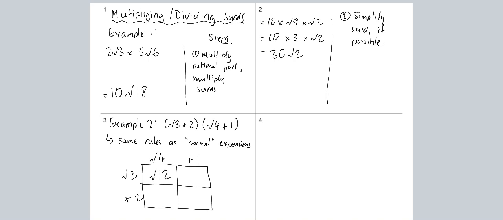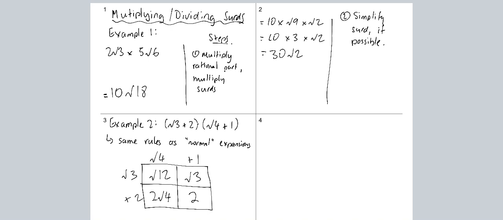Some of you might simplify that in your head at some point and go straight to 2 root 3. That's good as well, but you don't have to. 2 times root 4 is just 2 root 4. Root 3 times 1 is root 3, and 2 times 1 is 2. So there's my four components.